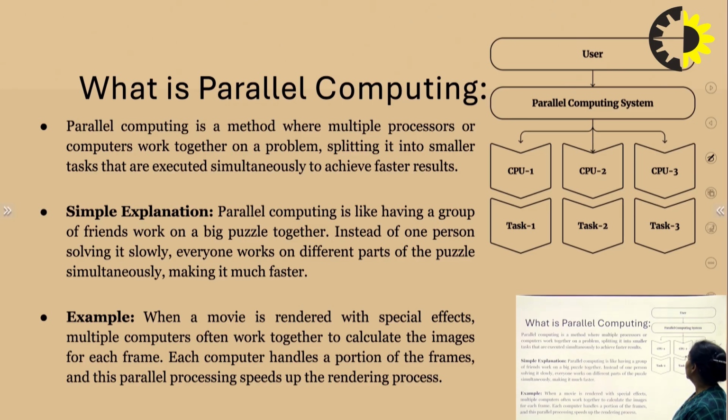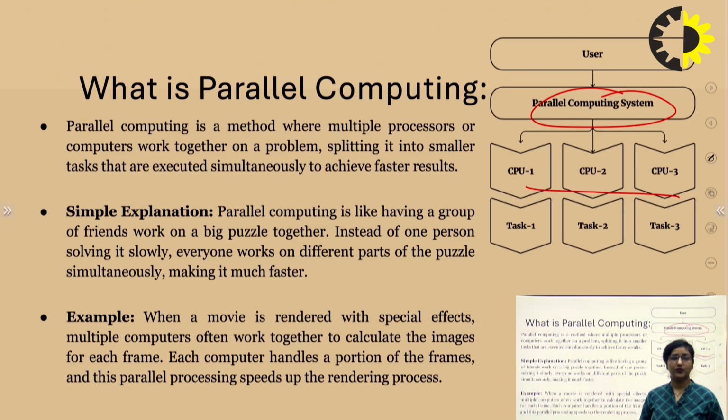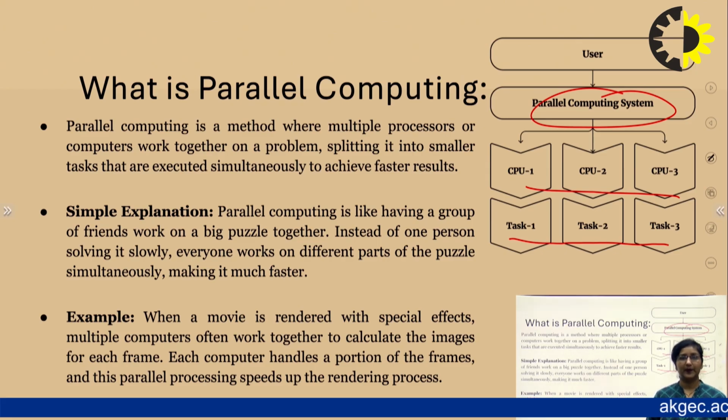So let's see this figure. A user is working on a parallel computing system. On this system, we have various CPUs. We have 3 CPUs over here, CPU 1, 2 and 3, and we have divided our task into 3 tasks, task 1, 2 and 3. If we had not divided our task into parts, then only a single CPU would be working on that complete task. By breaking the task into multiple parts, all the CPUs are kept busy, and the problem will also be solved at a faster pace.